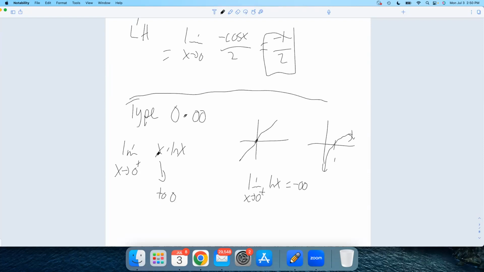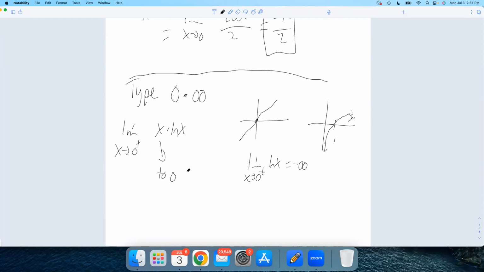Now, I don't care about the negative here. I have something where this guy wants to go to 0. This guy wants to go to some version of infinity. The question is, who's going to win? They're fighting each other. One guy's trying to get smaller. The other one's trying to get bigger. Bigger in the sense of going to negative infinity, and smaller in the sense of getting smaller in absolute value. So who's going to win?